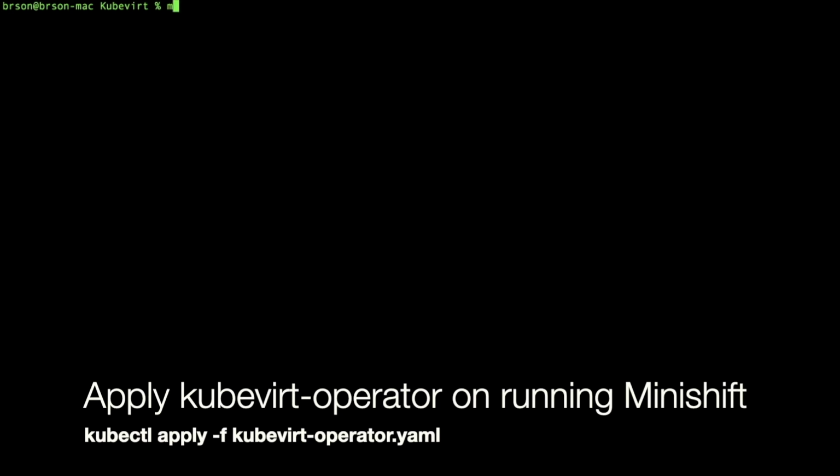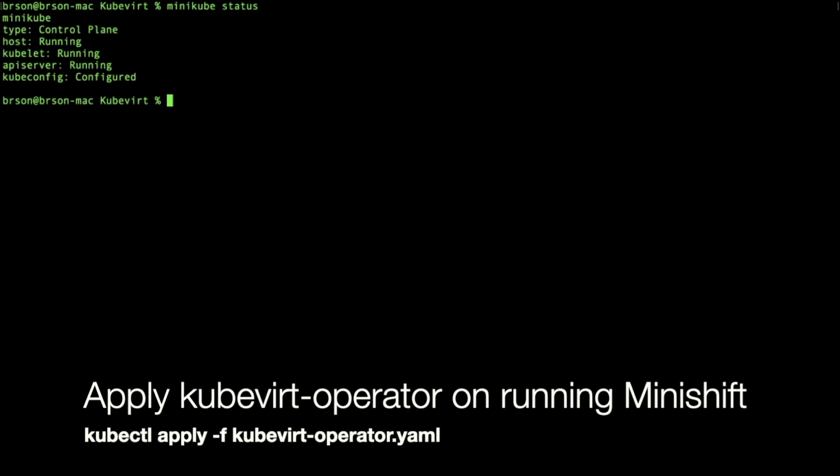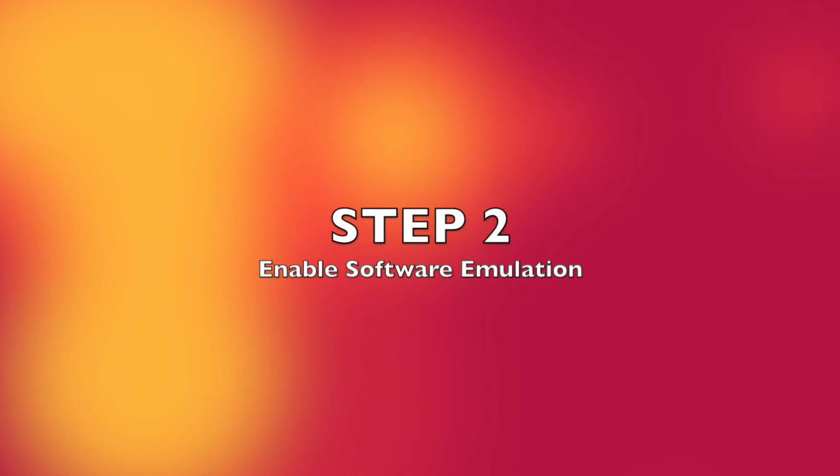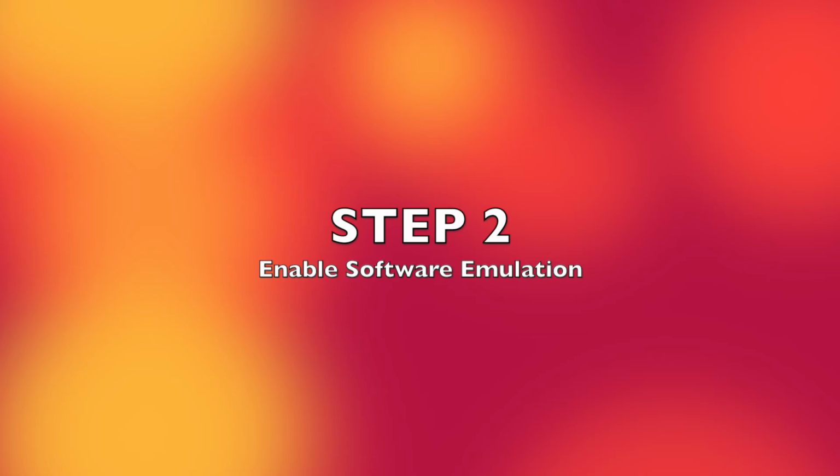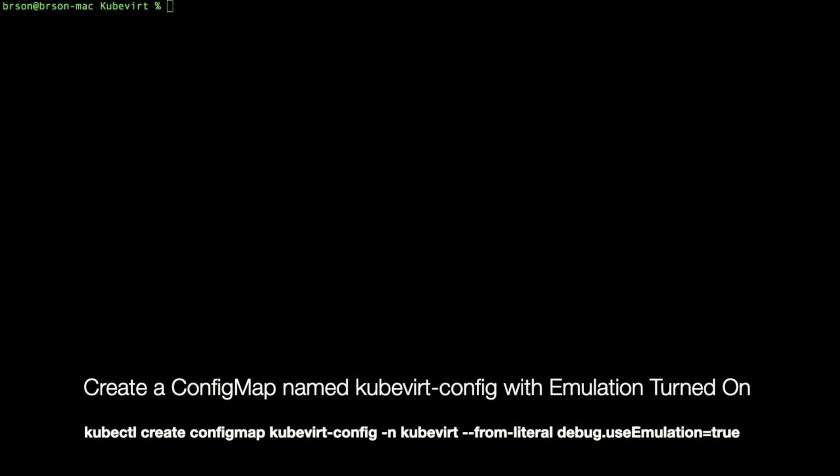Then we want to apply the file. Well, we want to make sure that we're status running first. So then we want to apply by using kubectl apply -f and the YAML file. We already installed, so we don't need to do that for me, but you can use this command. We also want to enable software emulation. It's better to use bare metal or hardware virtualization, the hypervisor, but we're going to use software emulation for this demo.